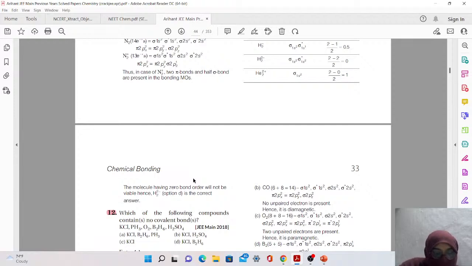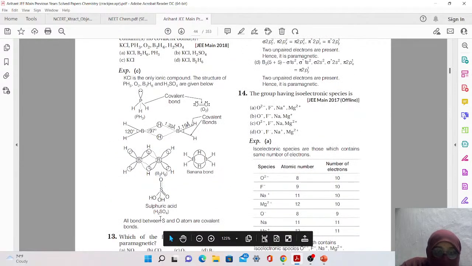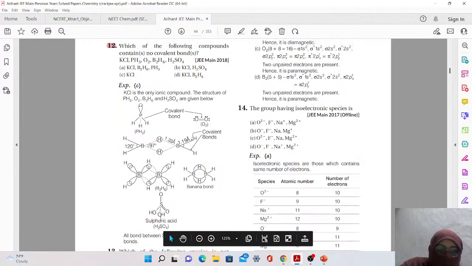So what do you think? The answer is KCl, PCl3, O2, B2H6, H2SO4. I would say KCl is ionic bond, definitely. But you just see here options like B2H6 is there. B2H6, boron. Boron is P block. Hydrogen is again P block.